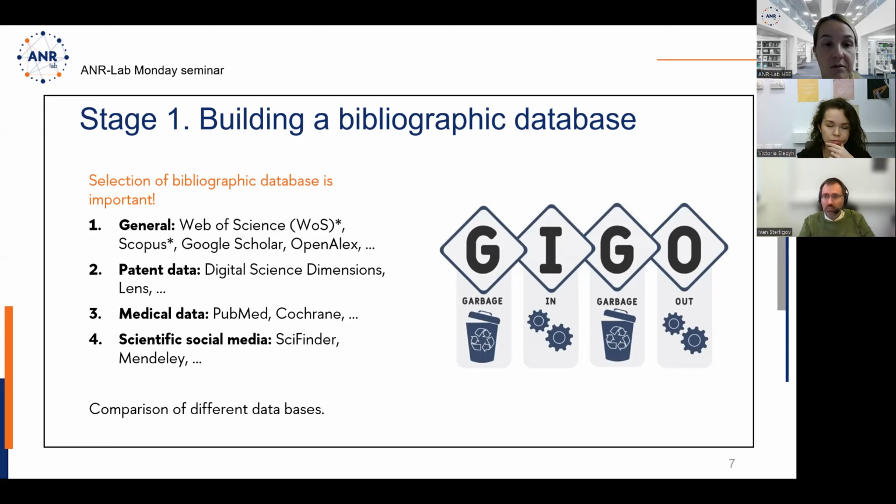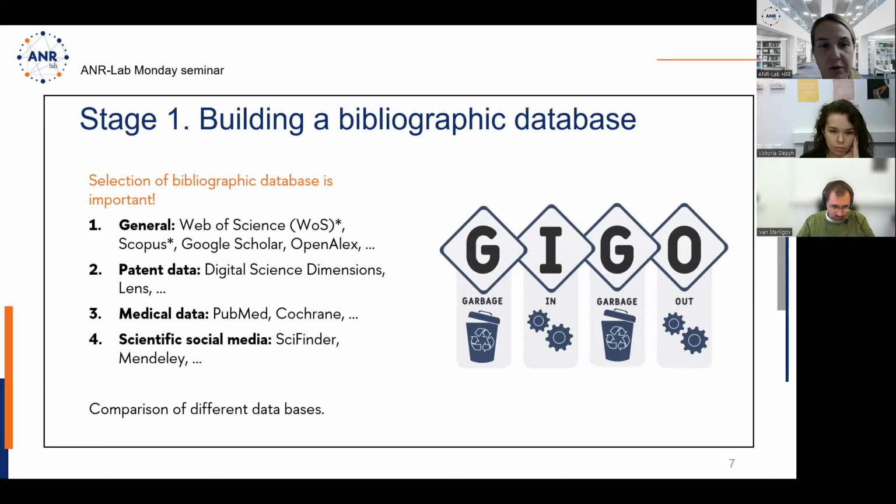And of course, in the fields of scientometrics and bibliometrics, researchers are very much interested in these databases, and they make a lot of analyses and comparisons of these databases to show what the pros and cons of using these different databases are.